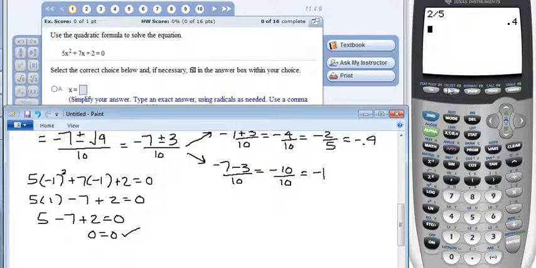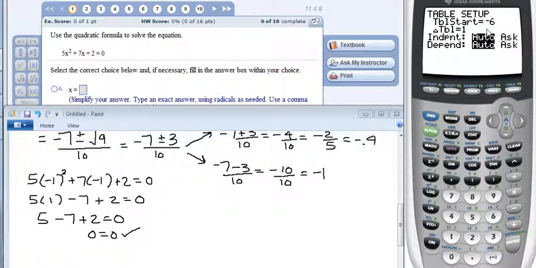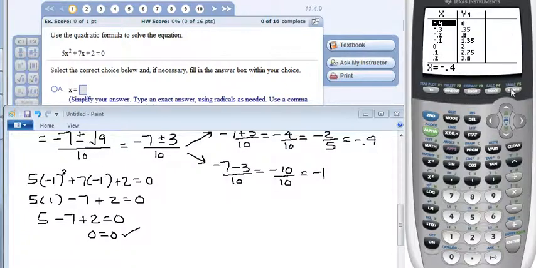So now what I'm going to want to do is go into my table set, which we haven't really done yet, and I want to change my delta table. Right now I've got my change in the table going by ones. I want to change that to tenths so I can see the 0.4. So I want 0.1. That's going to go by tenths now. And here I want my table to start at negative 0.4. Obviously I want to look at this exact point. Okay? So now I'm going to go back to the table, and there it is. Negative 0.4 is 0. So now do you see how my x values are going by tenths rather than ones?